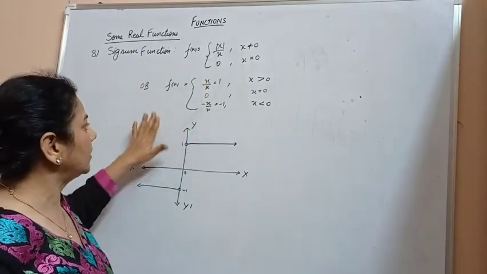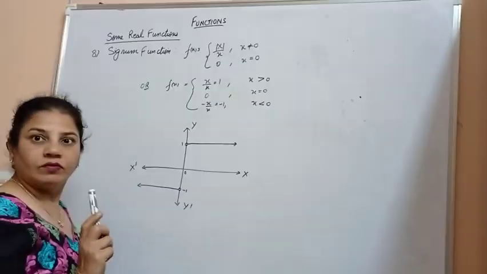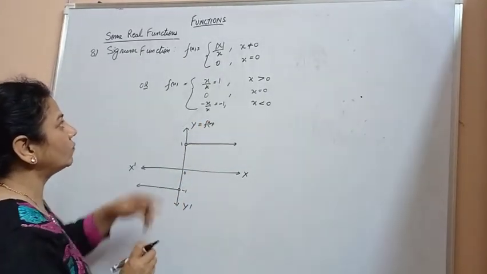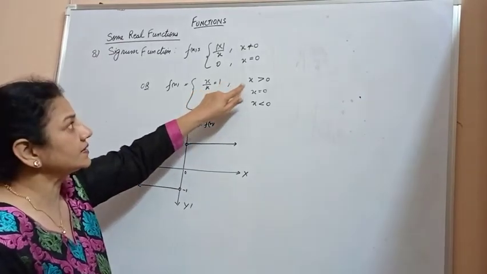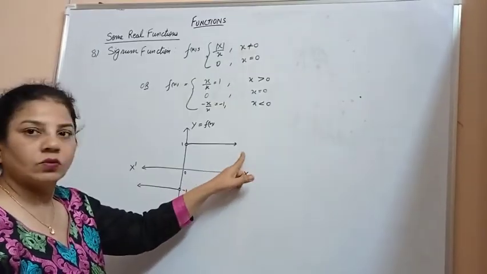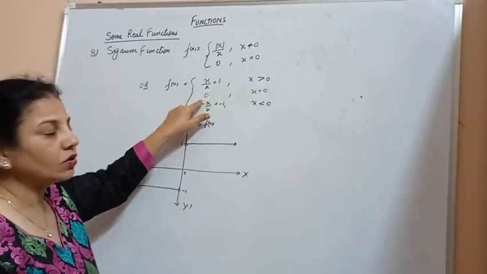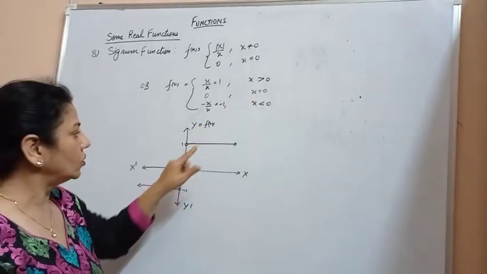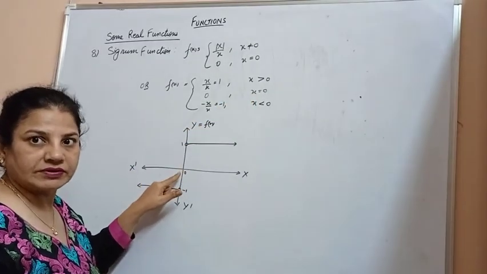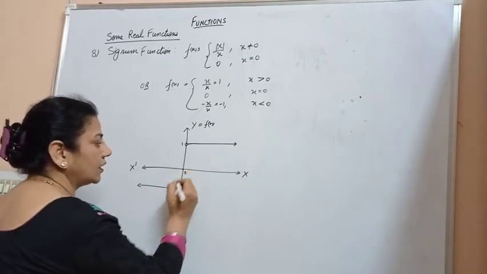When we plot the graph of this function, f(x) is the value of y. So we have y as 1 when x is greater than 0. For all positive values of x, the value of y is 1. The function is 0 when x is 0, so x is 0 and y is also 0. The point is here, and you will get the graph over here.